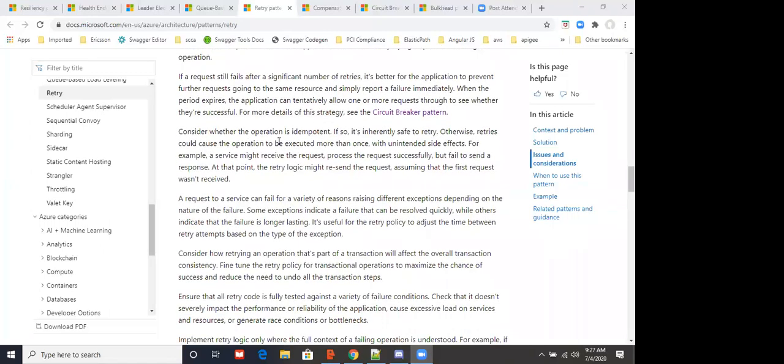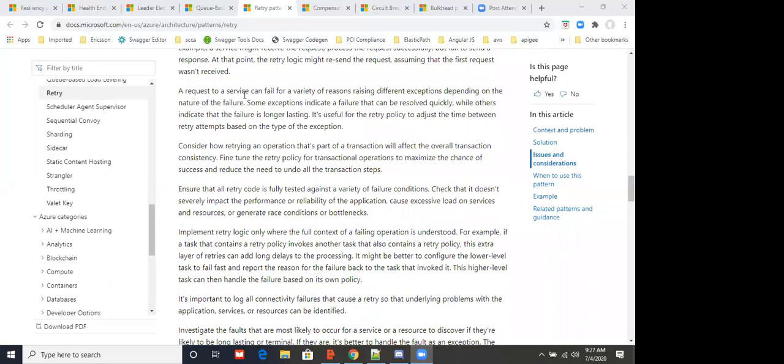You also need to consider whether the operation is idempotent. Only idempotent operations are safe to retry. Otherwise you can have some side effects in the backend, like some parts processed and some not processed in the backend. So you need to make sure that the operations are idempotent. And the service can fail for a variety of different exceptions, so you just need to look at what the exception says and act accordingly.